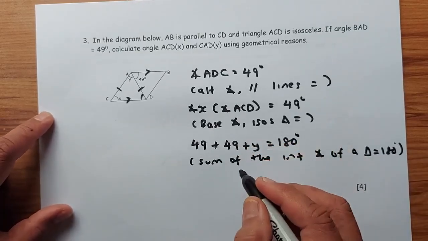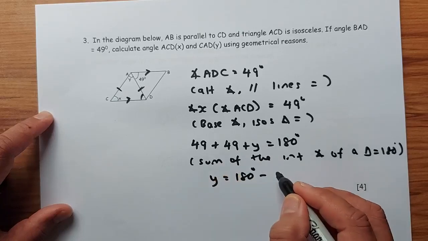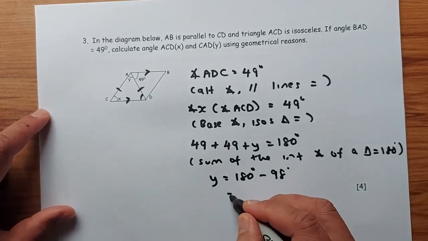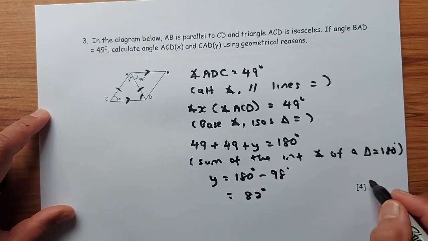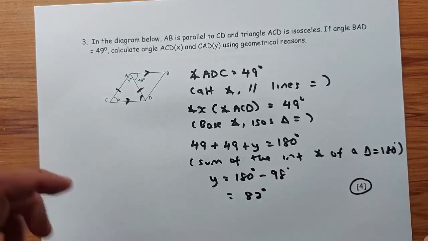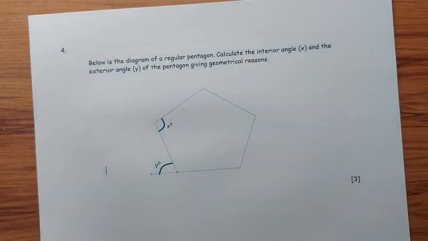So you add them up together, so y equals 180 degrees minus 49 minus 49, that will be 98. And put in your calculator, the answer should be 82 degrees, and that will give you a 4 mark in this paper. Not too bad, right? Great. Now we shall look at question 4.